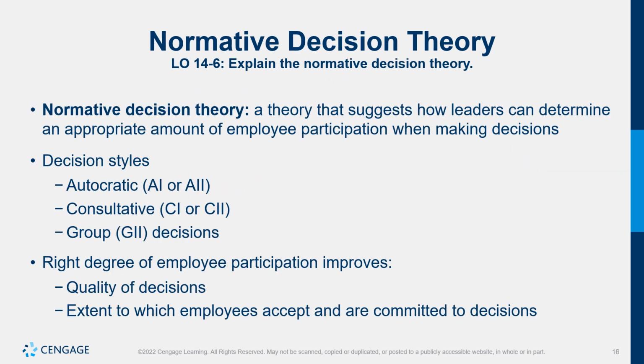The normative decision theory helps leaders decide how much employee participation should be used when making decisions. The normative decision theory specifies 5 different decision styles, or ways of making decisions. The styles vary from autocratic decisions, in which leaders make decisions by themselves, to consultative decisions, in which leaders share problems with subordinates but still make the decisions themselves, and group decisions, in which leaders share the problems with subordinates and then have the group make the decision.